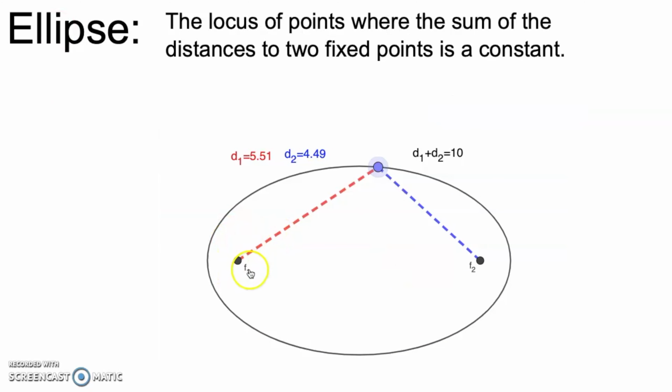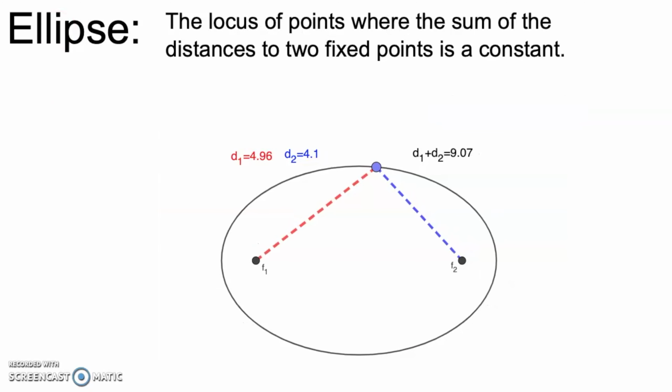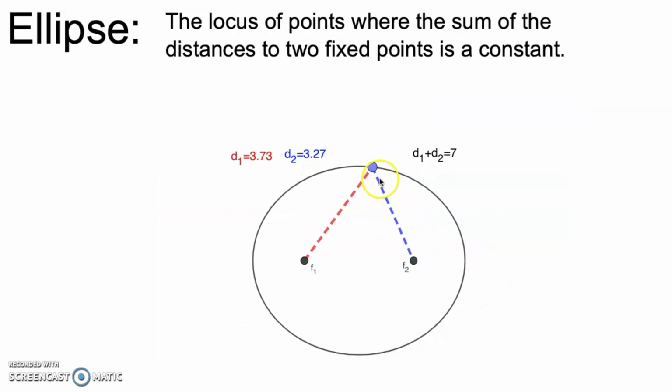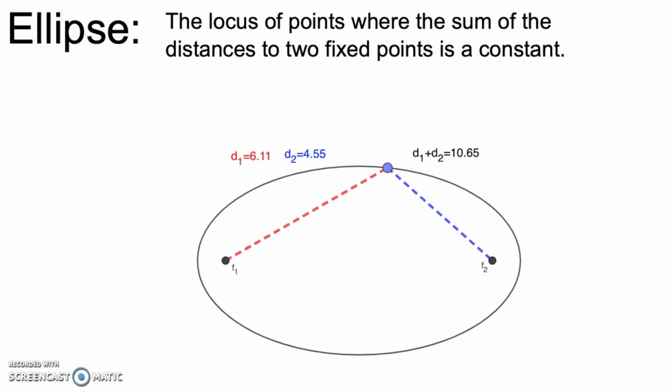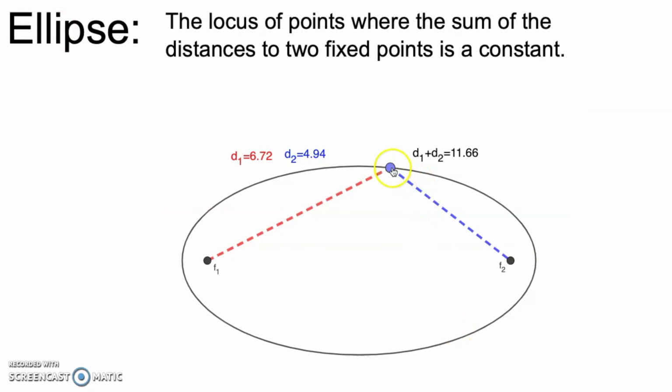So the shape of the ellipse is determined by 2 things: the distance between those 2 foci, F1 and F2, and it also depends on the length that we choose. So if I bring the foci closer together, it changes the shape of the ellipse. In fact, you'll notice it becomes more circular. If I push those foci further apart, you'll see that it becomes less circular, more elliptical, if you will.